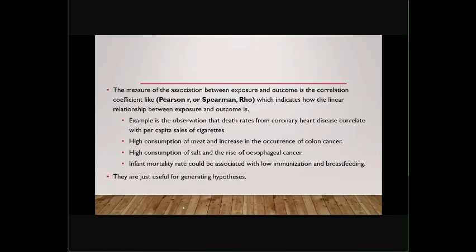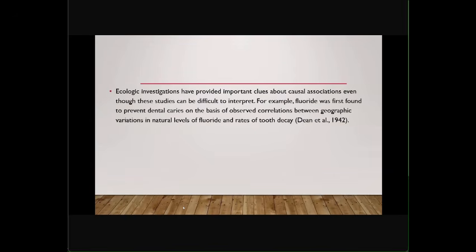Okay, and you can see some correlation like infant mortality rate will be associated with low immunization and low breastfeeding. So that when you see infant mortality rate is high on one side, and when you go to immunization rate, you see that the immunization rate is low, and you begin to explore that relationship. Such studies are correlational studies. We use them to generate hypotheses. That is their import only, and it ends there.